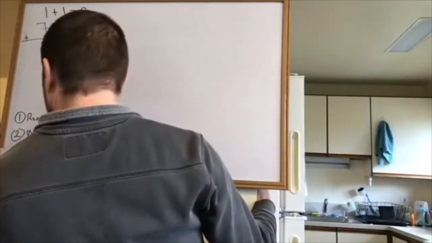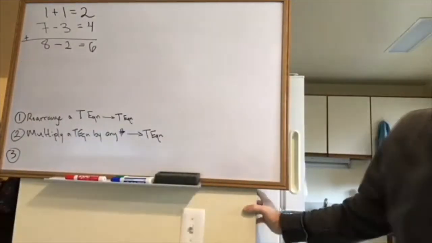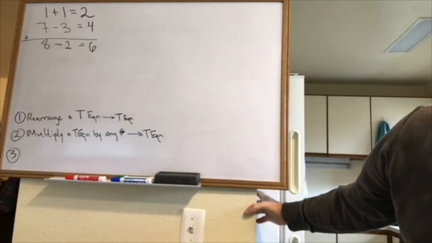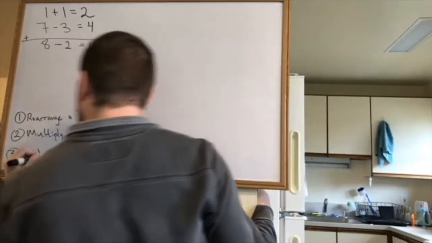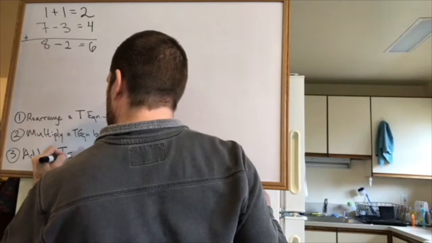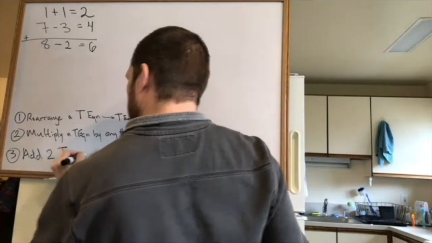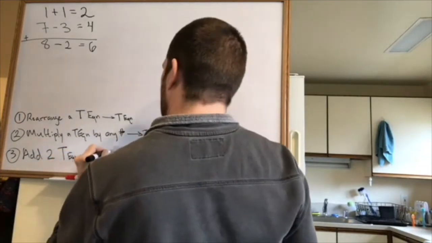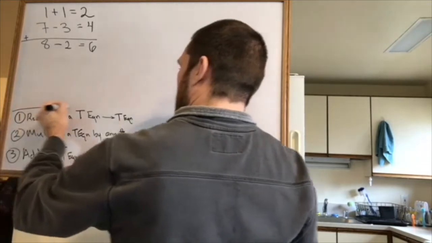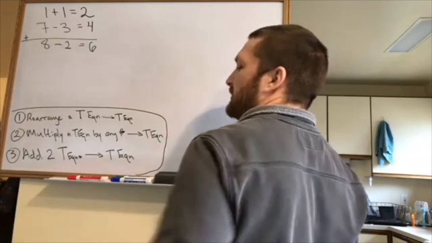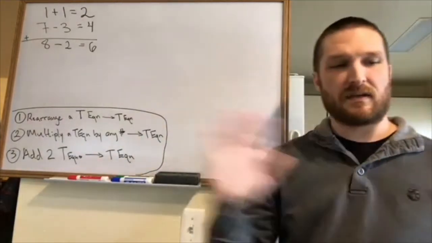So 3, we're going to say it like that. I want to make sure that's how I want to say it. Yeah, add two true equations, and we get a new true equation. Okay. These are going to be guiding principles for the rest of everything we're reasoning about here.